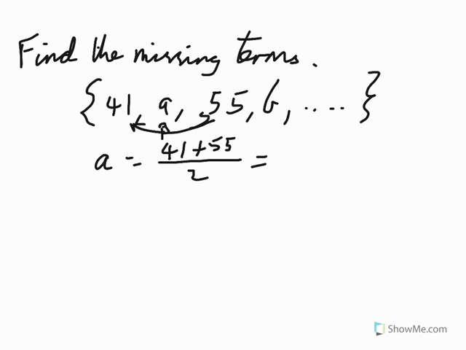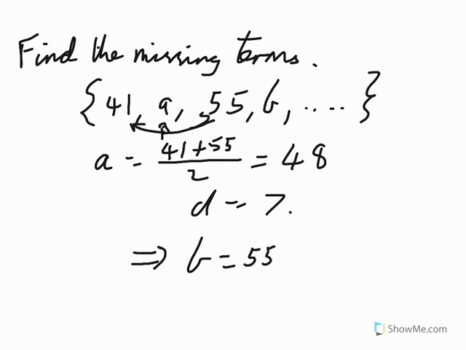And the arithmetic mean of 41 and 55, when we add them together, is 96. Half of 96 is 48. So A is 48. So from that we can deduce that the common difference is 7. So B would be 7 more than 55, which is 62. And so A is 48 and B is 62.